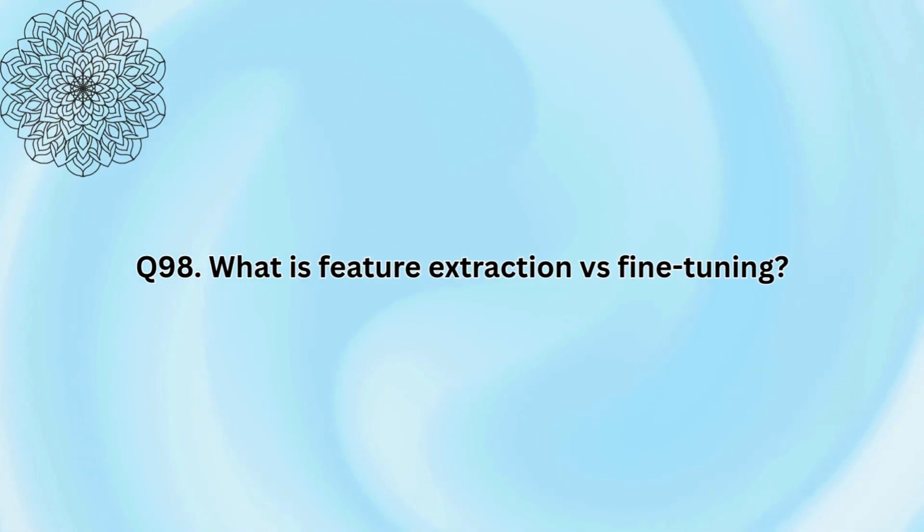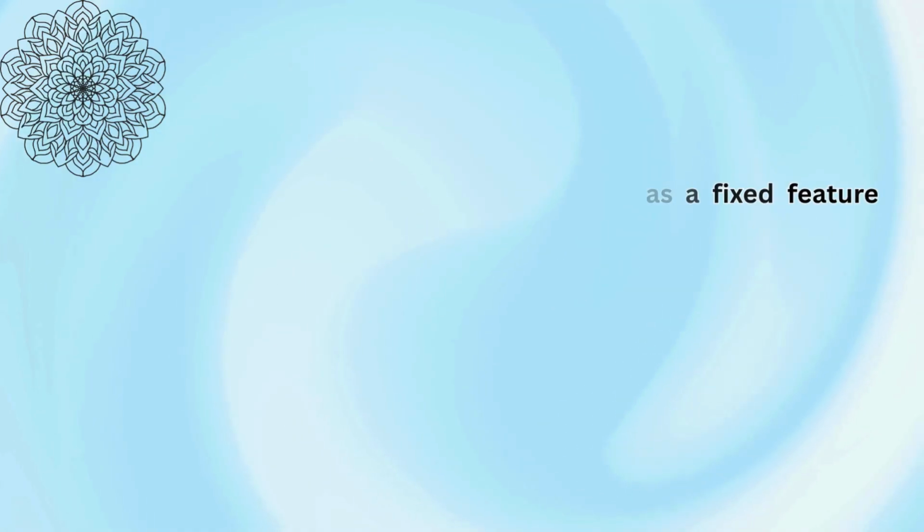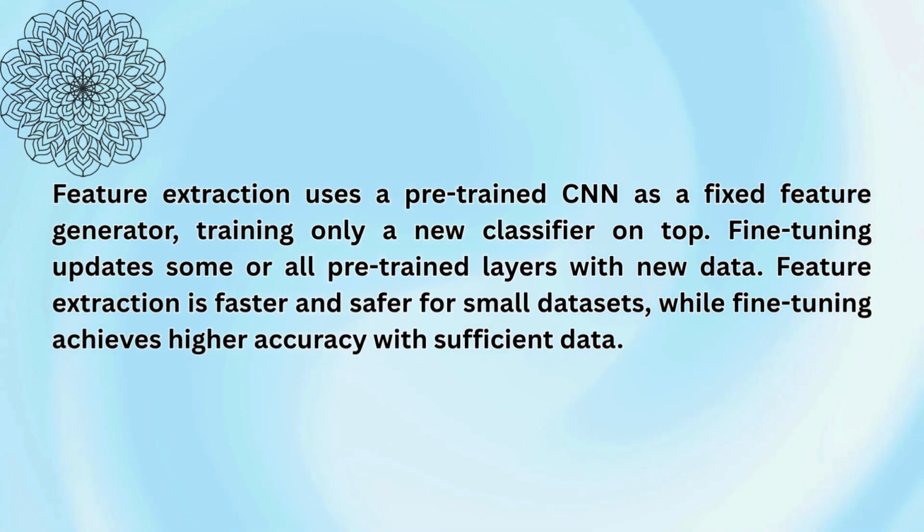What is feature extraction versus fine-tuning? Feature extraction uses a pre-trained CNN as a fixed feature generator, training only a new classifier on top. Fine-tuning updates some or all pre-trained layers with new data. Feature extraction is faster and safer for small datasets, while fine-tuning achieves higher accuracy with sufficient data.